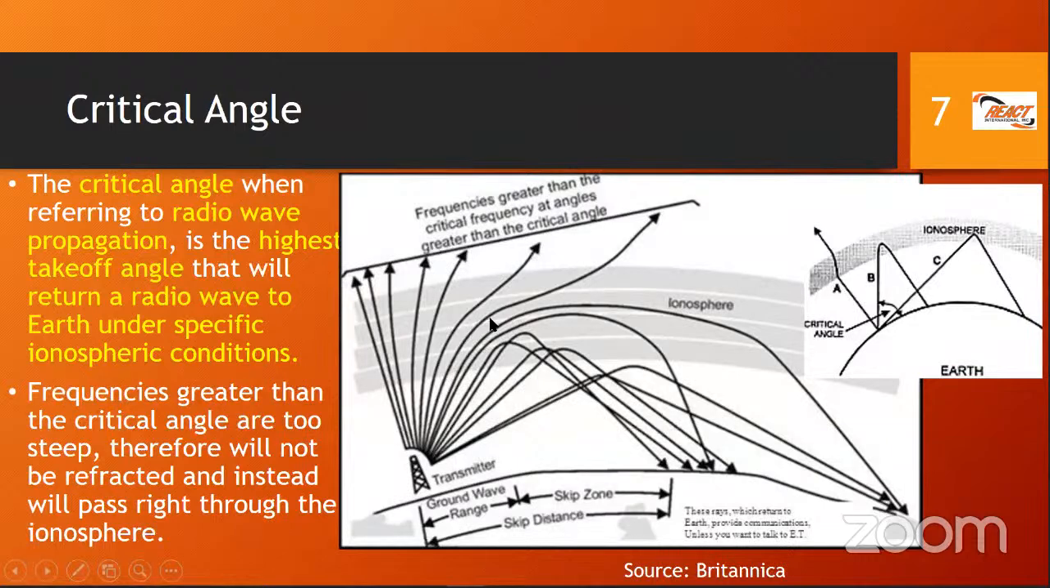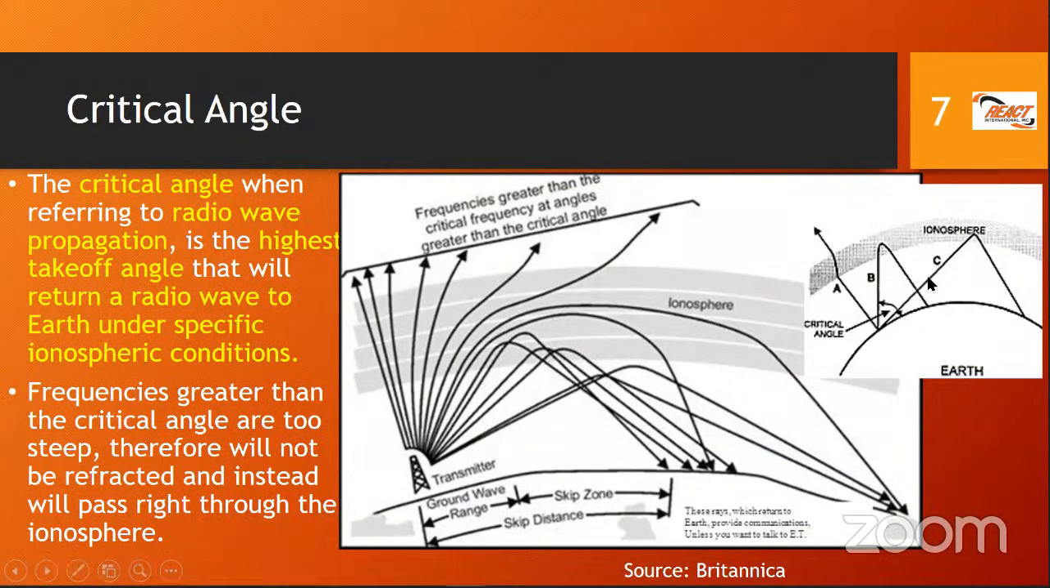But up and away, as you look higher and higher, your signal doesn't bounce anymore. You let that signal go in this direction, it's going to go straight through the ionosphere, not refracted. The property that we're seeing here is called the critical angle. So when we're talking about radio wave propagation, the critical angle is the highest takeoff angle that will return a radio wave to Earth under specific ionospheric conditions. Let's say that angle is 45 degrees or 60 degrees, whatever it is, that's the highest angle that will cause it.